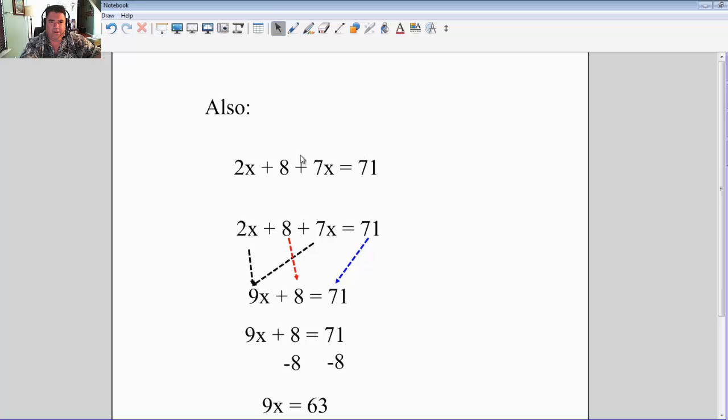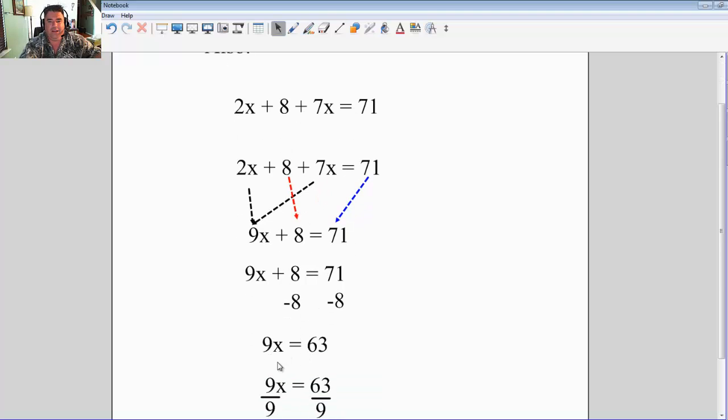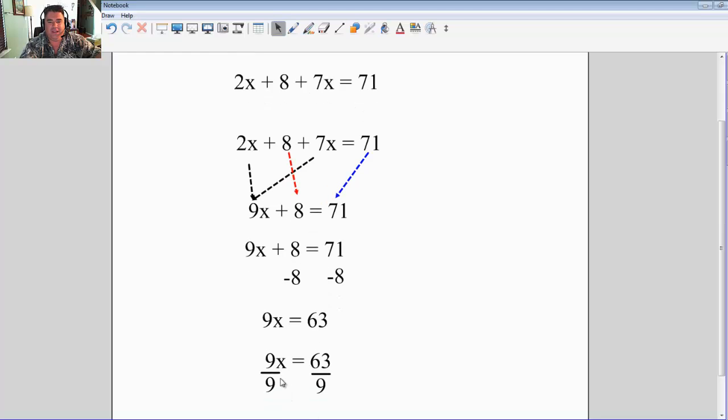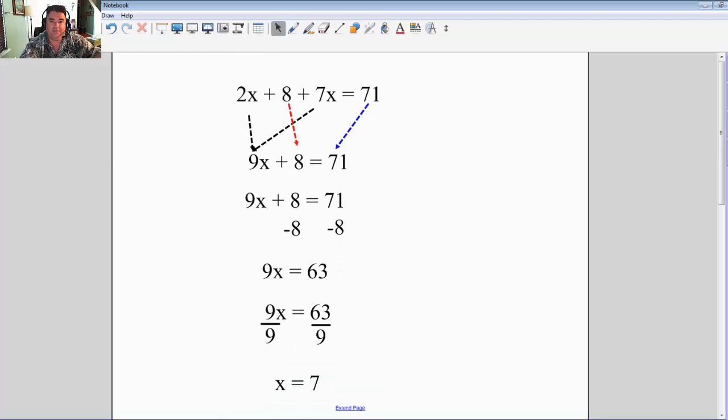Also, something new here. Notice how we have x's and non-x's. Combine the x's together on the same side. So see how 2x and 7x are both just x's, so you can combine those to make 9x. 9x plus 8 equals 71. Now instead of plus 8, we're going to minus 8 here and minus 8 here. 9x equals 63. Divide by 9 to both sides, and you're going to get x equals 7.